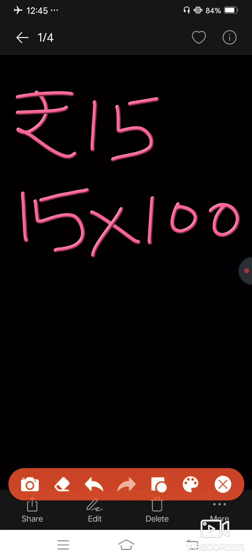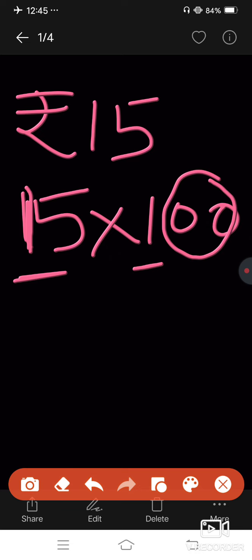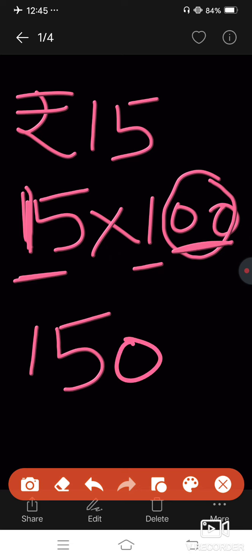As in the multiplication, I already told you that while multiplying any number by 100, we have to put these 2 zeros just after that number. So 15 is the number and 2 zeros are here. So simply write down 2 zeros here. So it is 1500 paise.